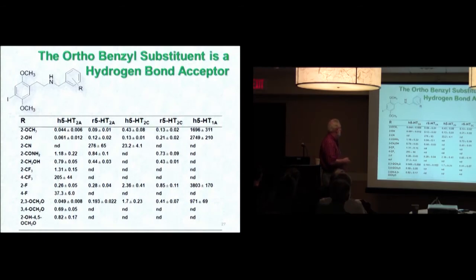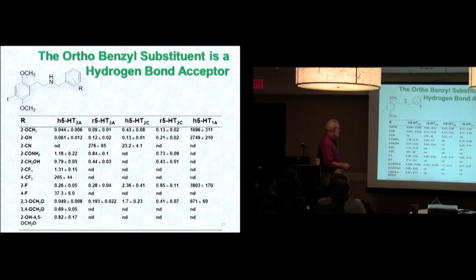But an ortho-methoxy, an ortho-hydroxy, you see here's the affinity of the 2,5-I N-bome with the ortho-methoxy. 0.04 nanomolar is the affinity, so it's really a kick-ass compound. A 2-hydroxy is almost the same. We didn't determine the 2-cyano, but in the rat receptor, see the difference. It's not quite as potent in the rat receptor, but here's 0.09 nanomolar, 0.12, 276 with an N-cyano, 0.84 with a carboxamido, an alcohol.